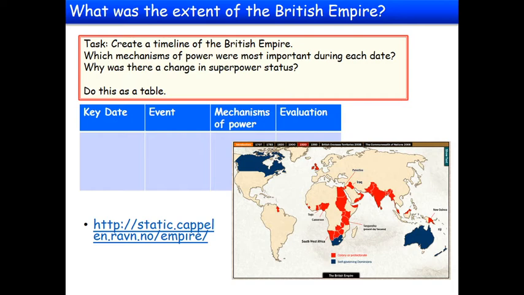The second task, task number 2, will require you to complete some research. It's asking you to think about what was the extent of the British Empire. And you're going to create a timeline of the British Empire, and while you're creating it, what you need to be doing is identifying key dates when the British Empire expanded, key events that were linked to that, mechanisms of power, so was its control over another country such as India gained by force, or was it gained by political negotiation? And then an evaluation as to how successful it was.